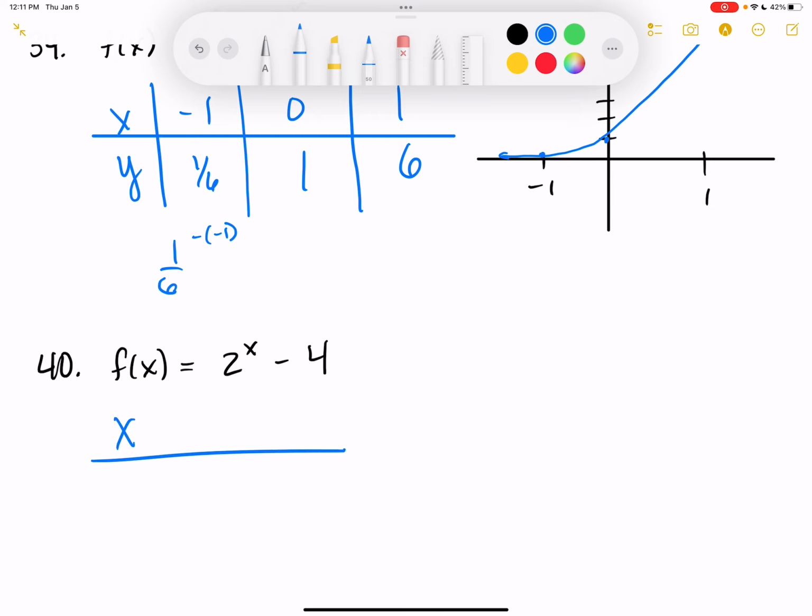Alright, x and y. Negative 1, 0. We're doing another one of the ones that shift. You know how to do this problem? No, but I'm just done. You do it the same way, you just have that y value at the end. Okay, so if I plug in negative 1, what happens? It'd be 1 over 2 minus 4.